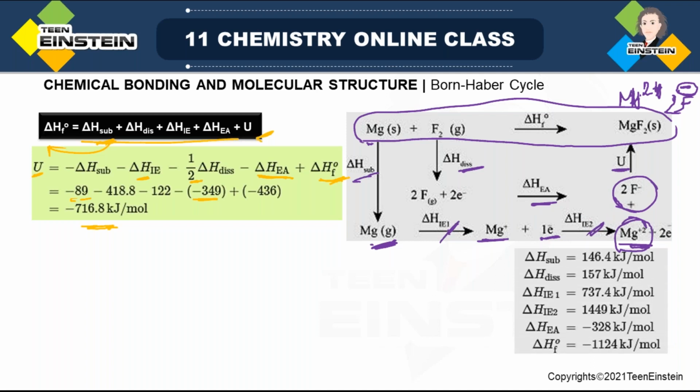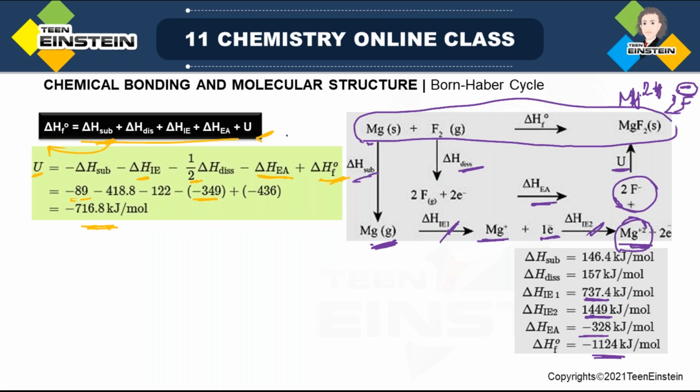Now all the values for these terms: del H sub is almost always positive, del H dissociation is always positive, ionization energy is always positive, and the second one is always higher, which we know already. Electron affinity is negative, and del H F naught is always negative, minus 1124.